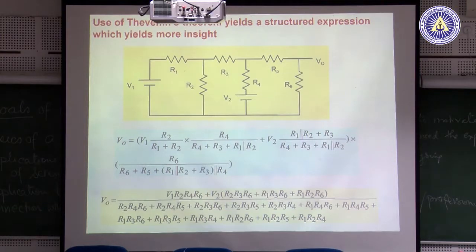Two equations are being given to you. One equation here and the other here. Can you see the difference between the two? Both will give you, if I plug in the values, the same value of V naught. But there's a big difference between the two.